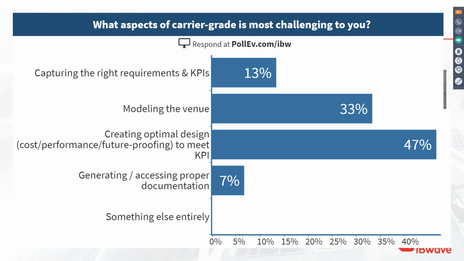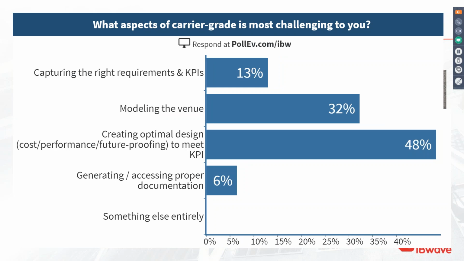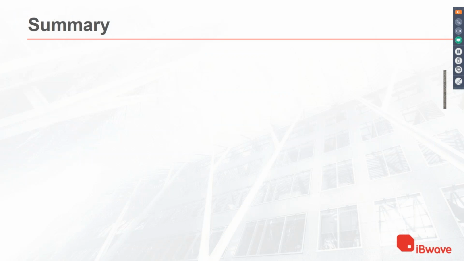And I'm happy to see so far I think we've captured all the 4 key challenges. We're not missing anyone. Otherwise, someone would have voted for something else. But yes, I think creating an optimal design clearly seems to be the number one challenge, followed by modeling the venue and then getting the right requirements and KPIs. So thanks very much for those views. That's very useful. So we can probably summarize now, and then we can take some questions.